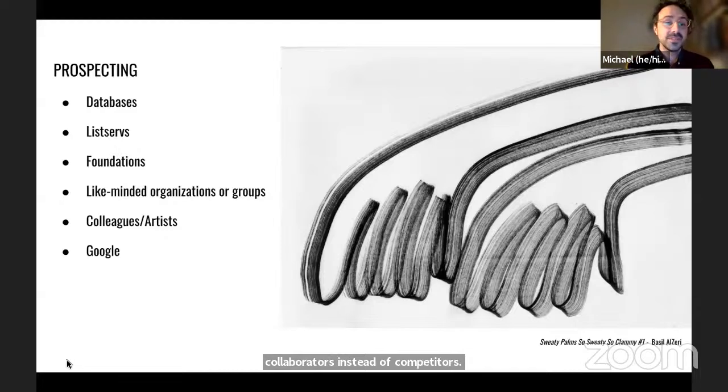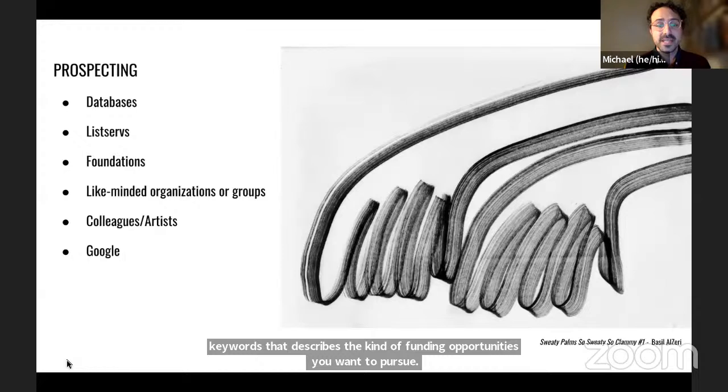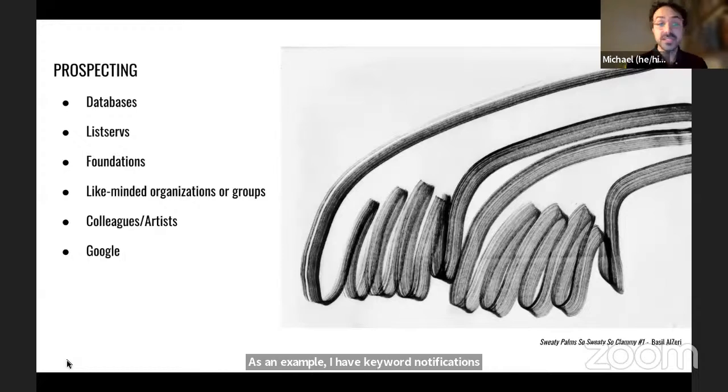And then also simply Google. Set up notifications to your email directly from Google with keywords that describe the kind of funding opportunities you want to pursue. As an example, I have keyword notifications set up for foundation, arts-based grant, GTA grant, federal arts grant, and such. These are kind of the compendium of resources that you have at your fingertips to prospect.